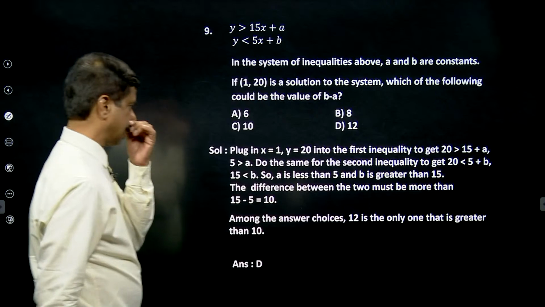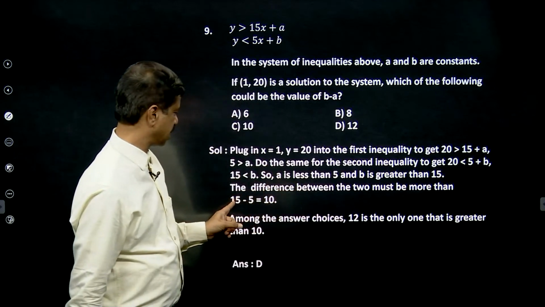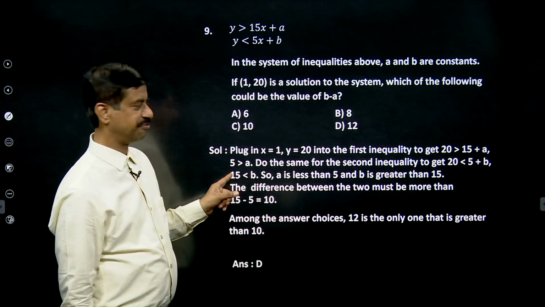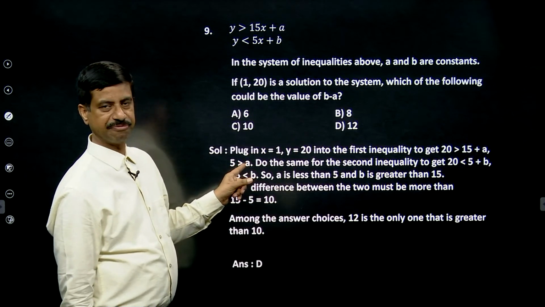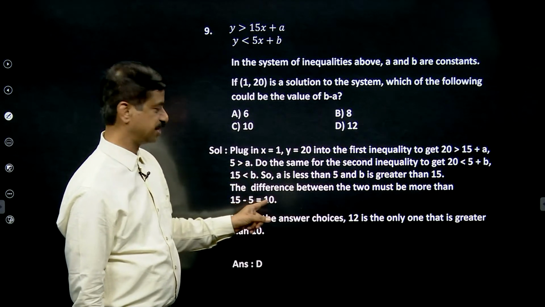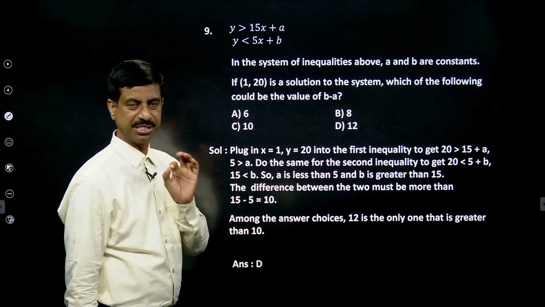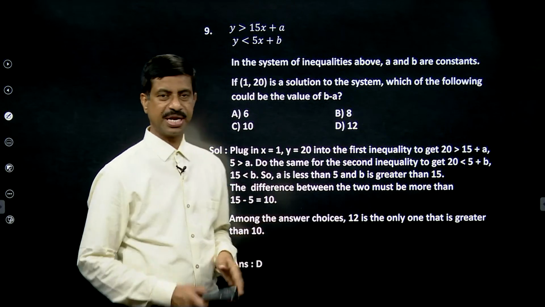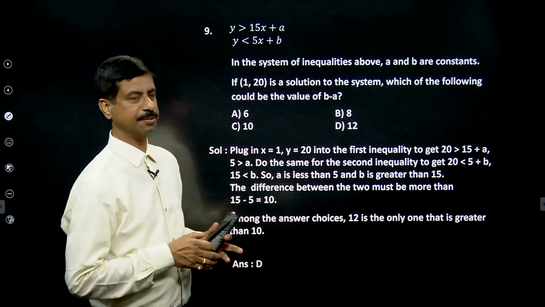See why it should be greater than, because 15 minus 5, they are inequations. B is greater than 15 and A is less than 5. So therefore, B minus A should be greater than 10, children. Please understand the differences: when it should be equal, when it should be greater. See, all the difference comes here.